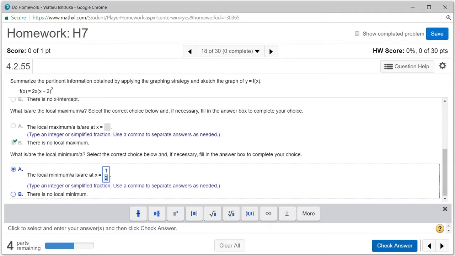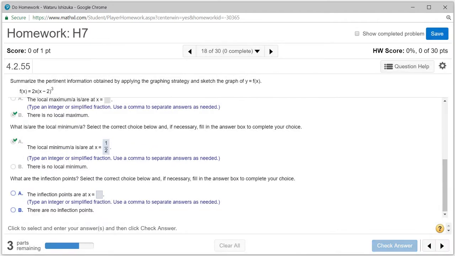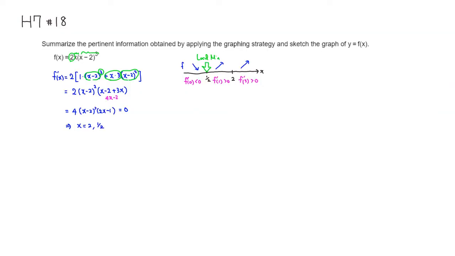All right, check the answer. All right, we got that. All right, and we want to find inflection points. So we need to take another derivative. So I'm going to take the derivative of this guy right here.